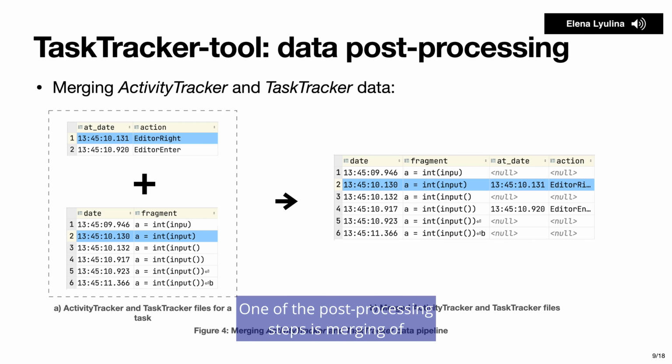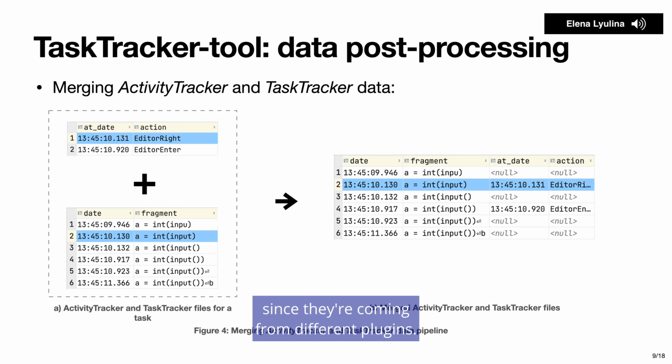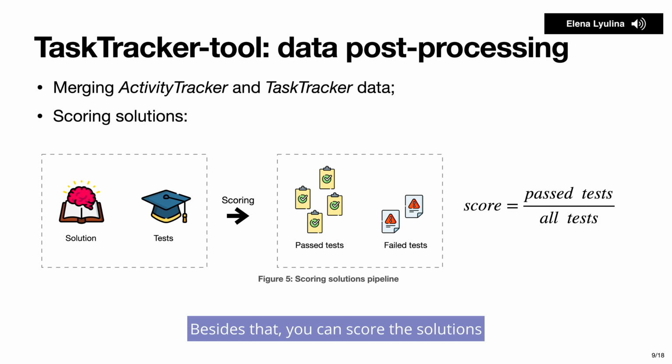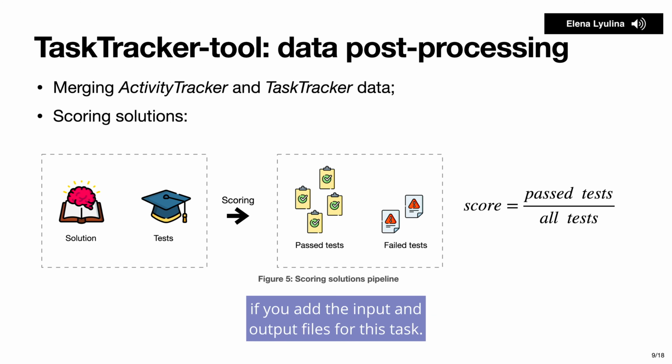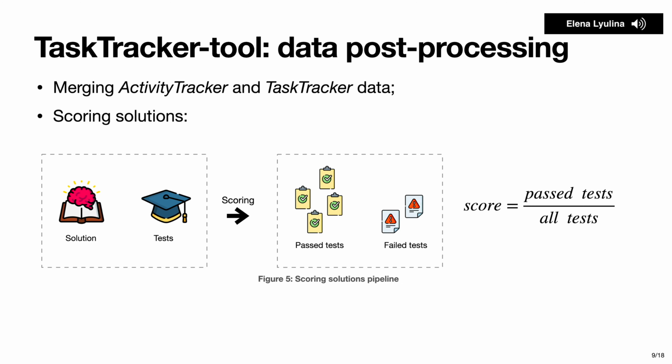One of the post-processing steps is merging of task tracker and activity tracker files, since they are coming from different plugins. For each action, we need to find the fragment it was performed on and merge them into one file. Besides that, you can score the solutions to detect correct ones if you add the input and output files for this task. It is done by running the tests and counting the rate of the passed tests.